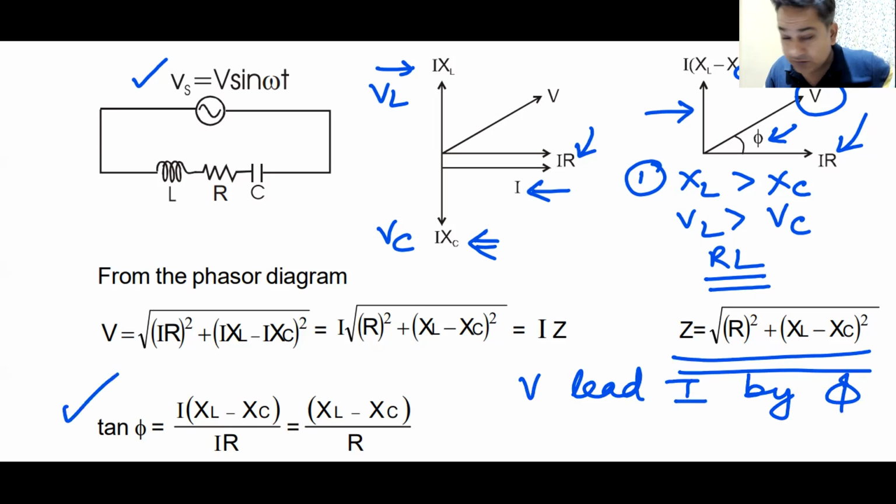Tan of phi will be equal to XL minus XC, divided by R. Remember, in the case of RL, it was XL by R. In the case of RC, it was XC by R. And now it is XL minus XC by R. Do we all understand this? Can I have some raised hands that we understand this? Oh, you can't raise your hands. I hope you have understood this.